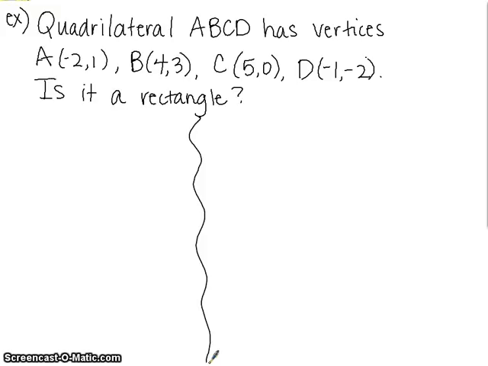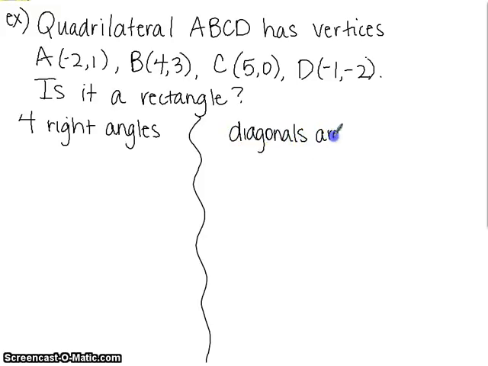Two things that are very specific about a rectangle is that it has 4 right angles. The other thing that is very specific to a rectangle is that the diagonals are congruent. So there are two different ways of doing this problem. You don't have to do them both. You can just choose one, but I'm going to show you both so that you can see what your options are.